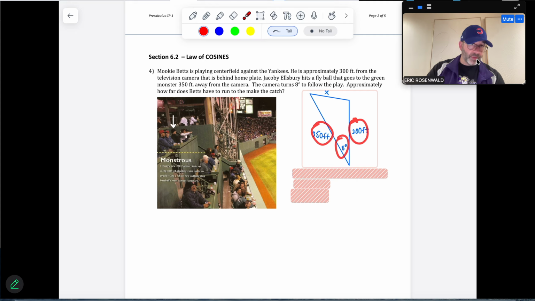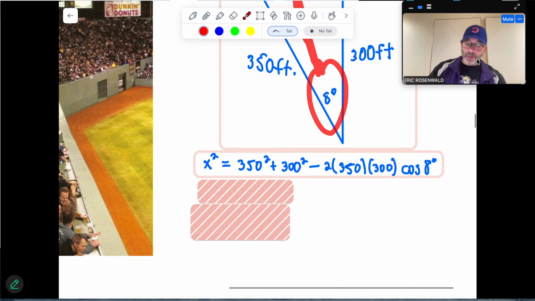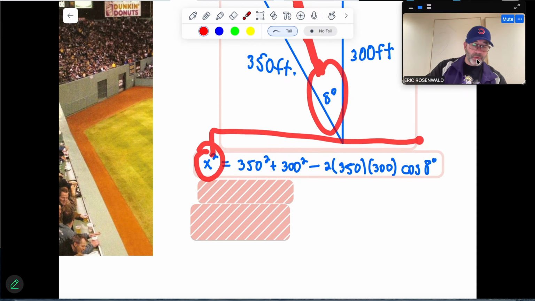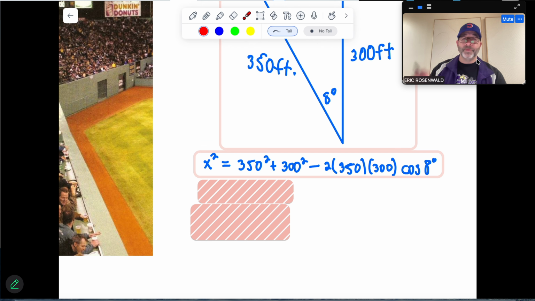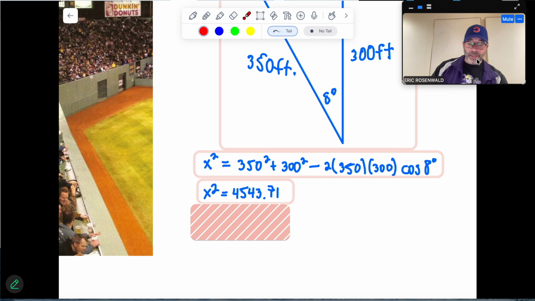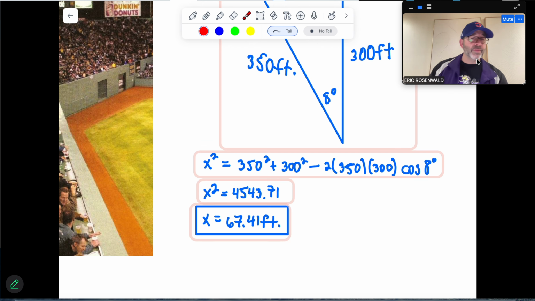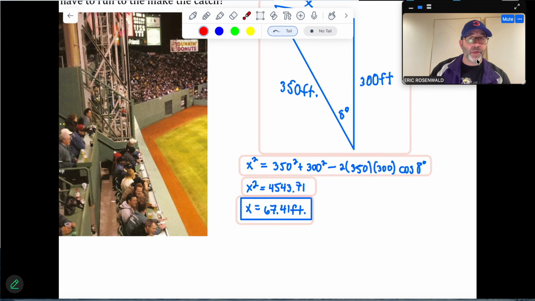So we're going to have to use the law of cosines, obviously. When we look at it, the unknown side is across from an angle. So again, just match these up. When we set this up, you're going to have your unknown side matched up with the angle that's given to you. Let me zoom in here. And then everything else just kind of falls in between. 350 squared plus 300 squared, minus 2 times 350 times 300, cosine of 8. Put this all in, multiply it out, take the square root, and you get 67.41 feet. That's how far he had to run.